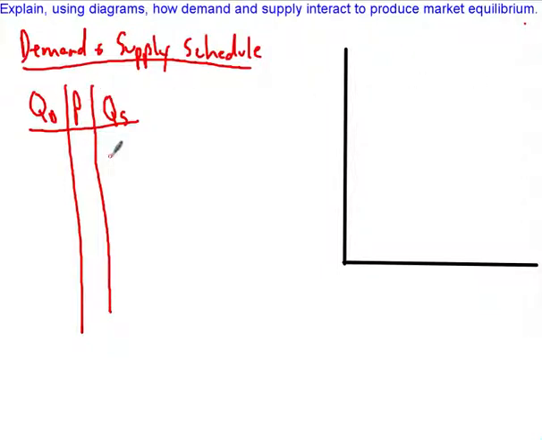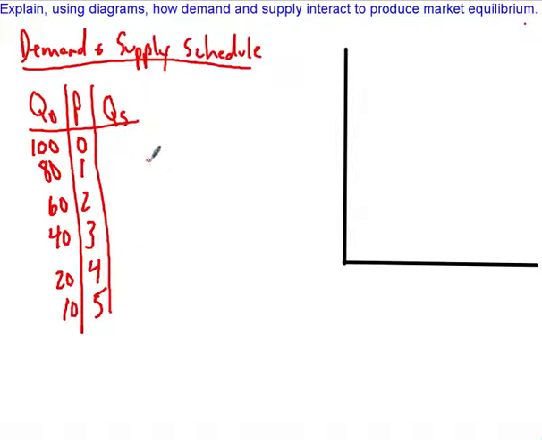Let's just make up some prices. Let's go from 0 to 5. Let's say that at a price of 0, people want 100 of these. At a price of $1, they want 80. At a price of $2, they want 60. At $3, they want 40. At $4, they want 20. And at $5, let's say they want 10.